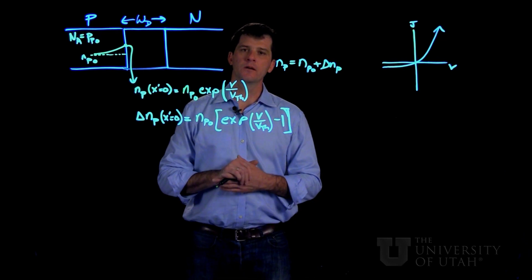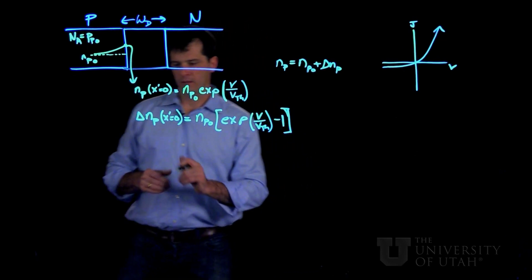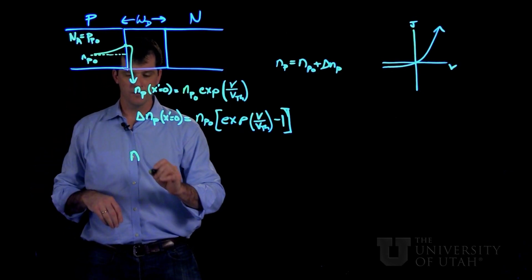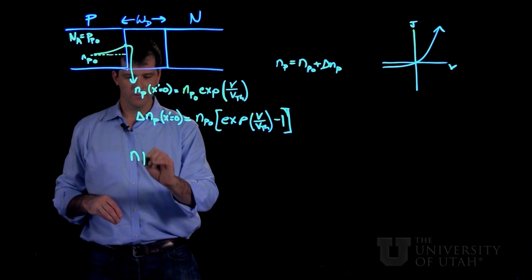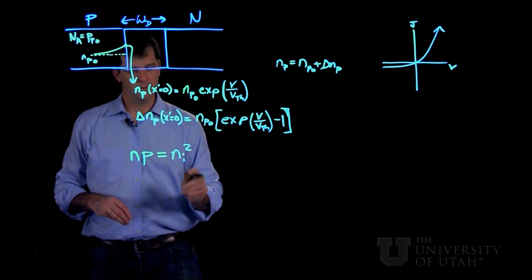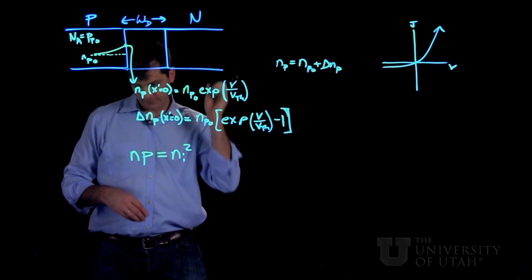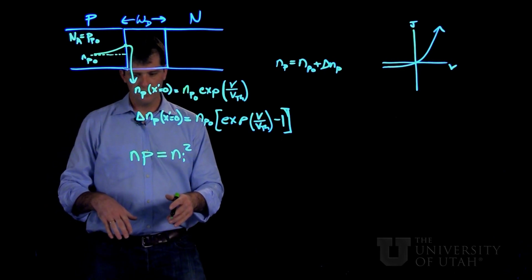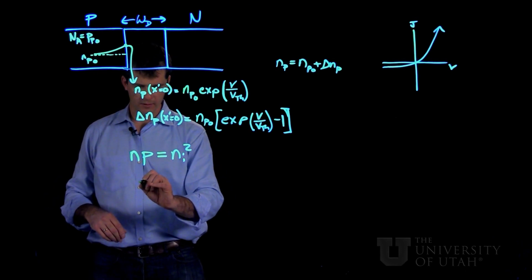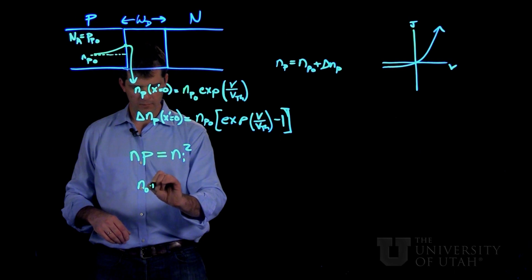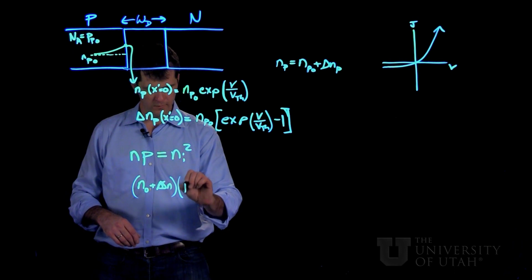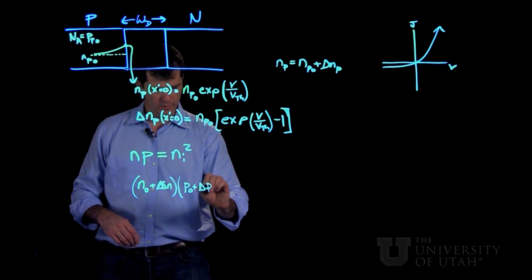Now let's take a look at our np product in this junction, and especially in the region just next to the depletion width. So np without any bias and under thermal equilibrium is given by ni squared. Now, if we break the equilibrium and go into a steady state condition, we could have n0 plus delta n and p0 plus delta p.